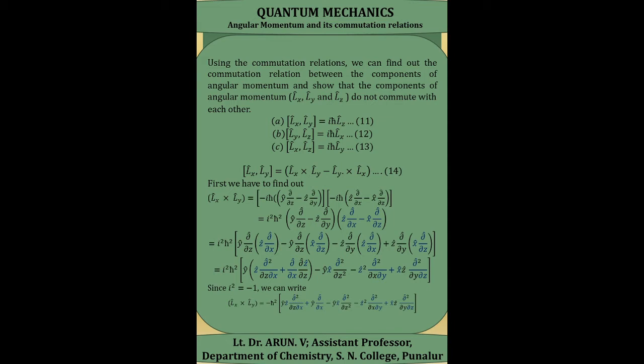It is given by equations 11, 12 and 13, that is, the commutator of operator Lx and operator Ly is equal to iħ Lz, the commutator of Ly and Lz is equal to iħ Lx, and the commutator of Lz and Lx is equal to iħ Ly.